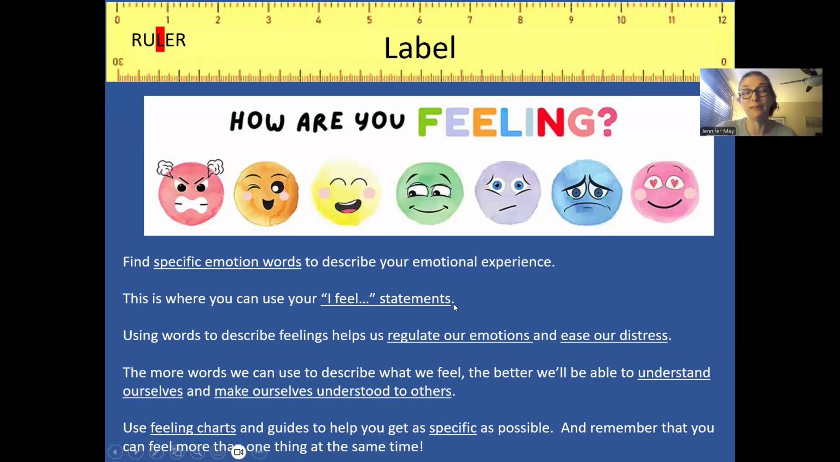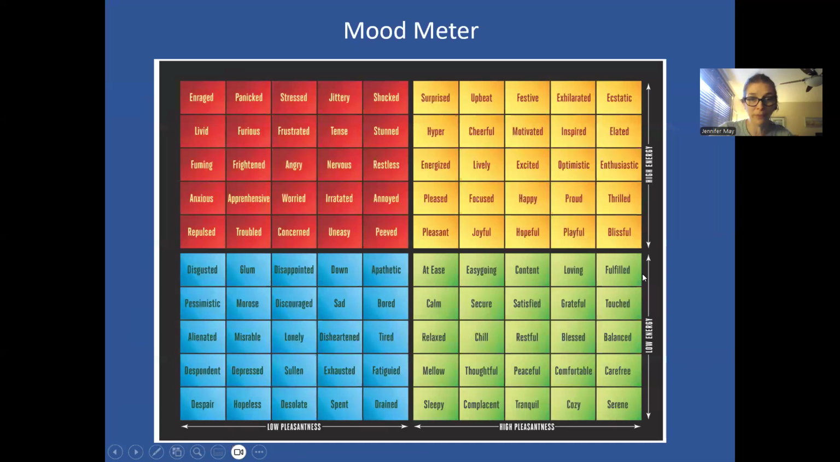So here are a few examples of how you could do that. One is from the Permission to Feel book that I was talking about before. This is kind of interesting. It might be a little small for you to see, but I'll explain it. And you can find this on the internet. Just do a Google image search and use the words mood meter.